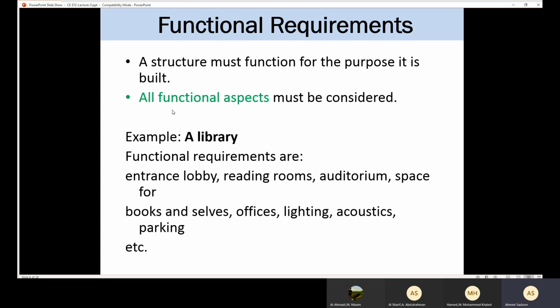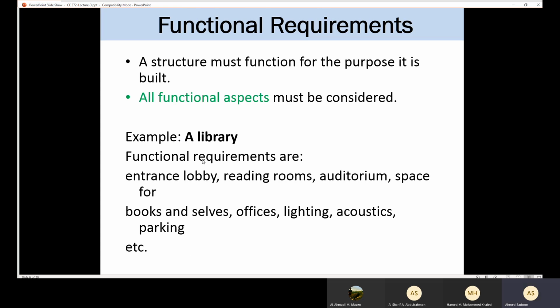For example, let's say that we need to construct a library. In order to construct a library, I have functional requirements. We have purposes for why we want to build a library. For example, we need to have an entrance, a lobby, reading rooms because this is a library, an auditorium, a space for books and shelves, offices, lighting, acoustics, and parking.